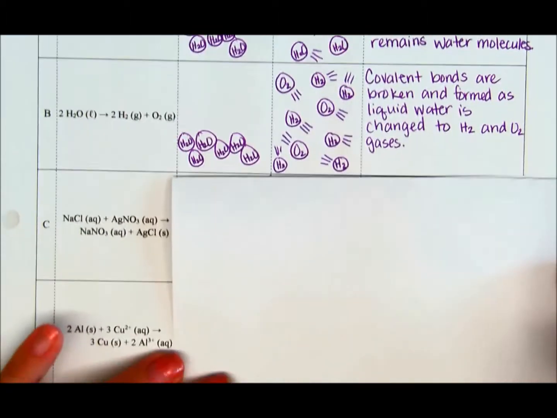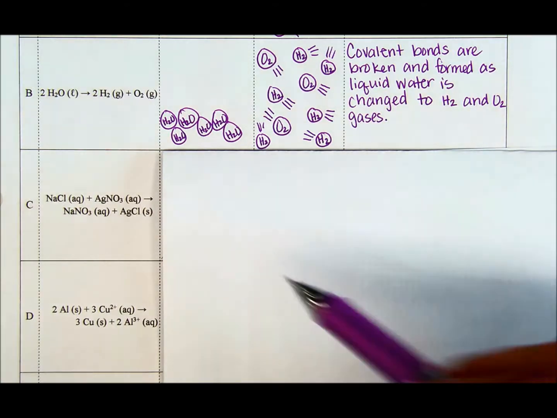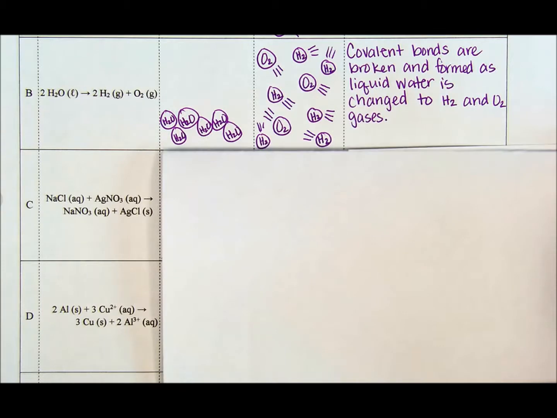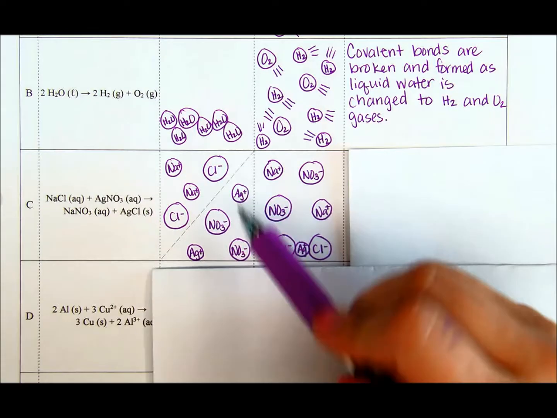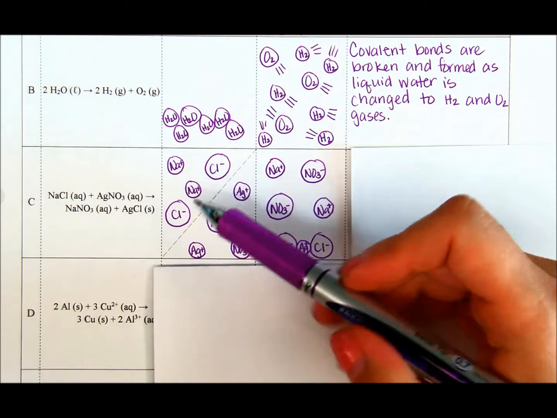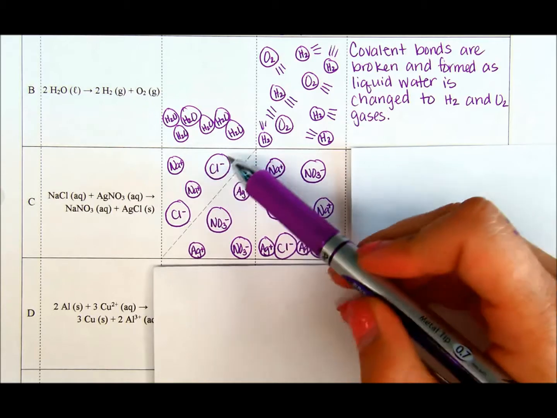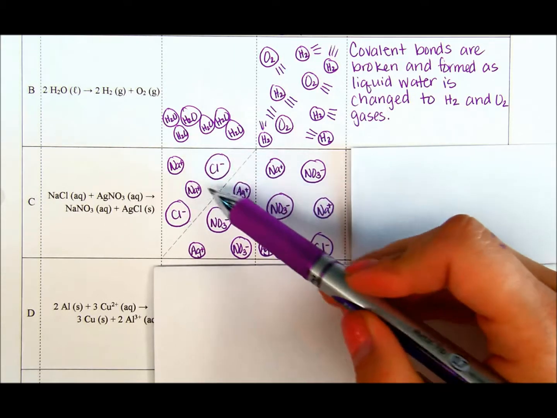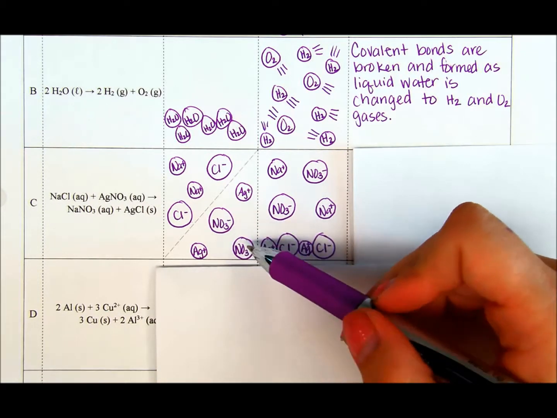Okay, go ahead and pause the video and try letter C. Letter C is interesting because we have two aqueous phases. We're going to have our sodium chloride on one side of the dotted line here, and we're going to have our silver nitrate on the other side. Both of these are soluble, so they're both aqueous. So we can see that our sodium ions and our chloride ions are separate, and of course those are going to be surrounded by water molecules in aqueous solution. And the same thing is true of our silver nitrate. The silvers and the nitrates are dissociated from one another.